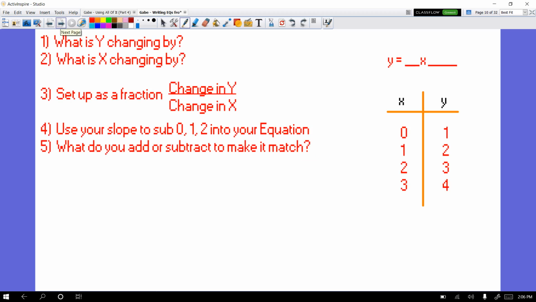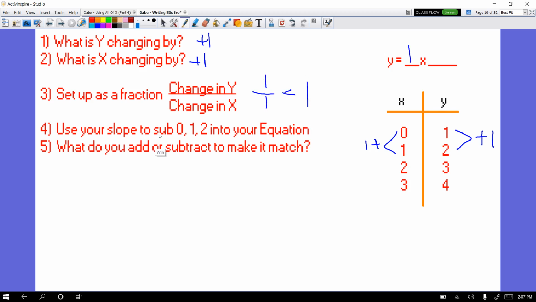So the procedure that we were going through last time is what is y changing by, what is x changing by, and set it up as your fraction. You nailed that 100%, like you got that. Let's just, so plus 1, okay, so what's y changing by? Plus 1. What's x changing by? Plus 1. So put them over each other. 1 over 1 equals 1. Okay, so we've got 1x.